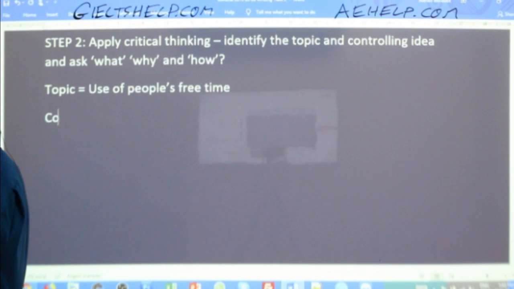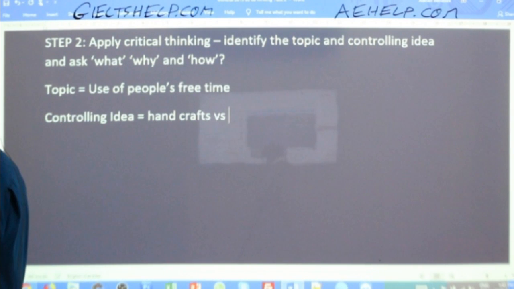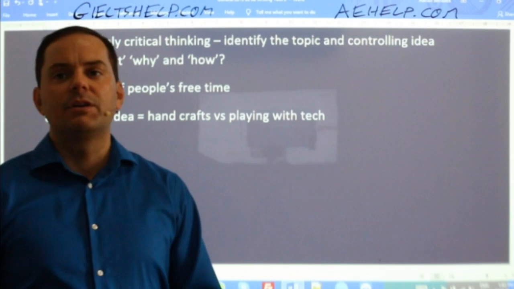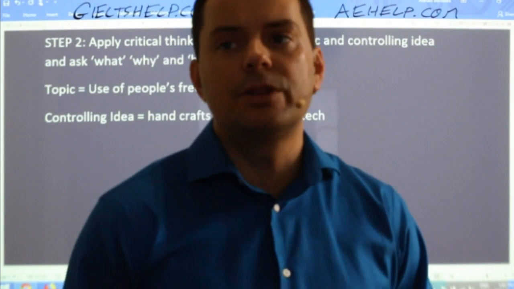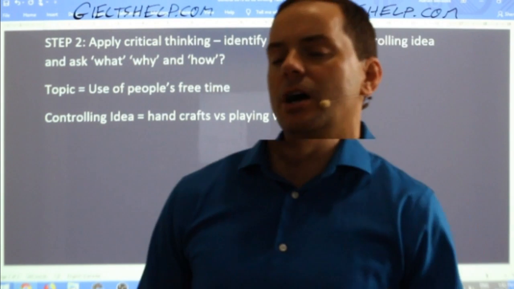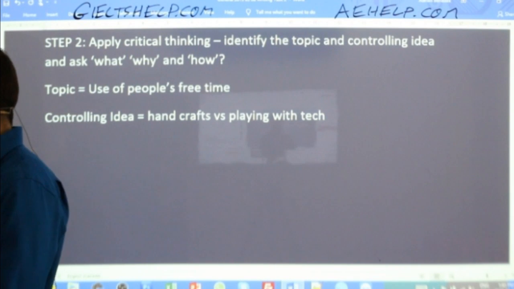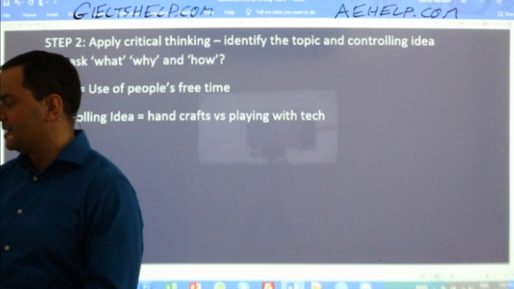Okay, and the controlling idea is handcrafts versus playing with tech. Okay, so what should we think of next? Good. Pachu says, what are the benefits and drawbacks of this change? Absolutely, Pachu. Good for you. So Pachu's saying, what are the advantages and disadvantages of this?